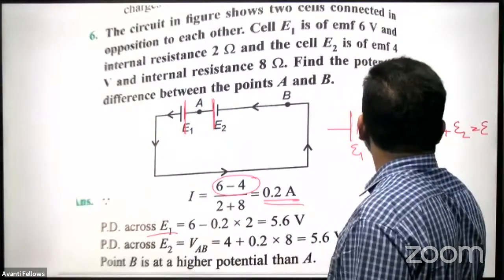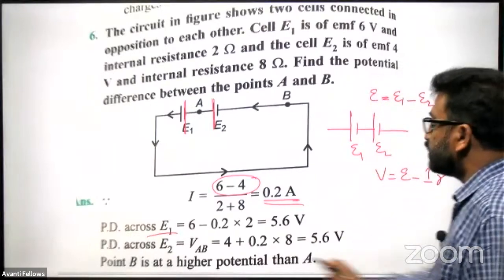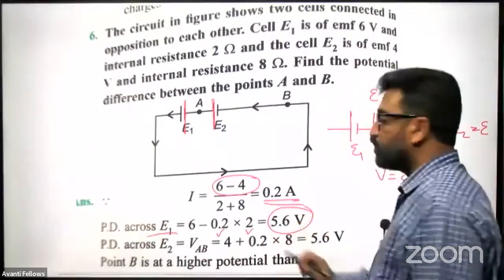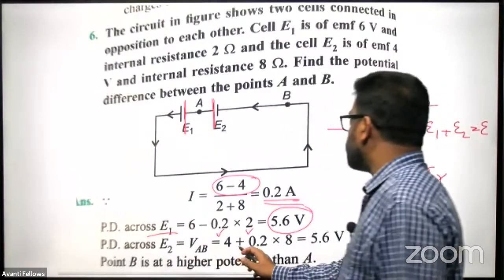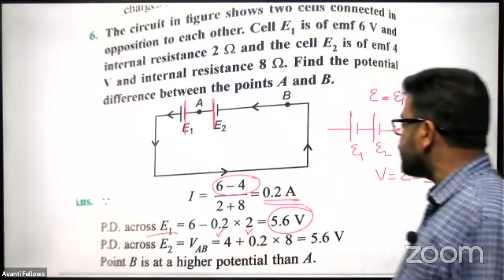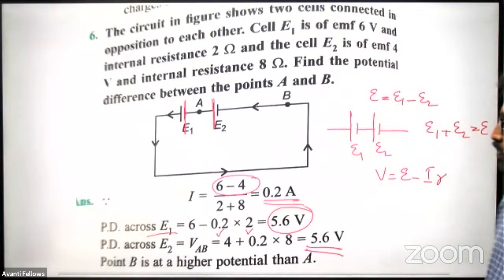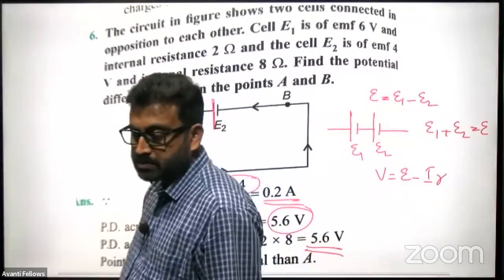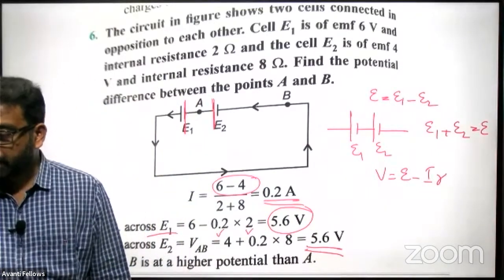Then the potential difference across E1, the first one: V is equal to E minus IR, 6 minus I into R, I is 0.2, R is 2. So that becomes 5.6 volt. And in the second case, the potential difference across E2, this is the opposite case, is 4 plus 0.2 into 8. So that is 5.6 volt. Clear?